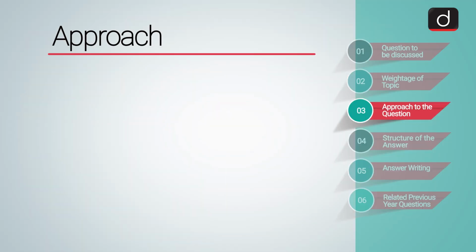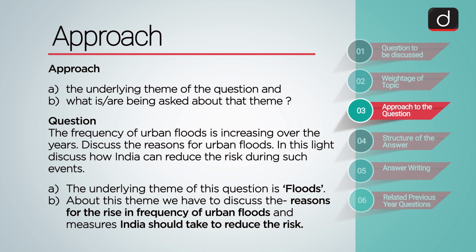Shifting towards how to approach the question. In general, there are two things we must understand with respect to a question: A, the underlying theme of the question, and B, what is or are being asked about that theme. Now let us look at the question again. The frequency of urban floods is increasing over the years. Discuss the reasons for urban floods. In this light, discuss how India can reduce the risk during such events. The underlying theme of this question is floods. About this theme, we have to discuss the reasons for the rise in frequency of urban floods and measures India should take to reduce the risk.